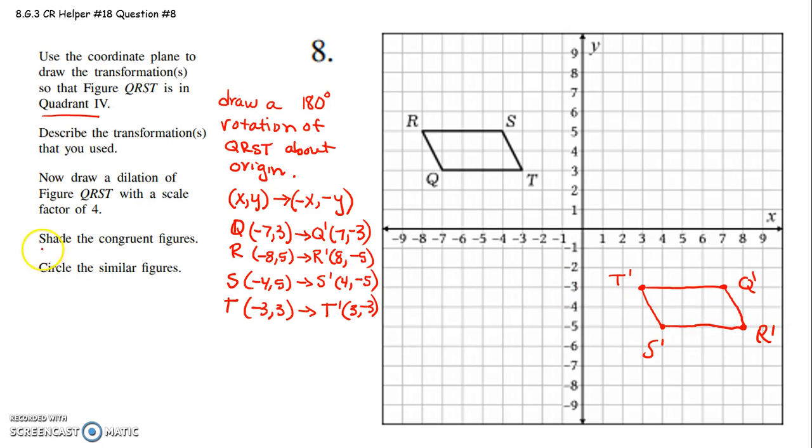And it says to shade the congruent figures. All right, so this figure and this figure are congruent. Side lengths are the exact same measure. Area is the same. Corresponding angles are the same. Now draw a dilation of QRST with a scale factor of 4. Dilation of QRST, scale factor 4.